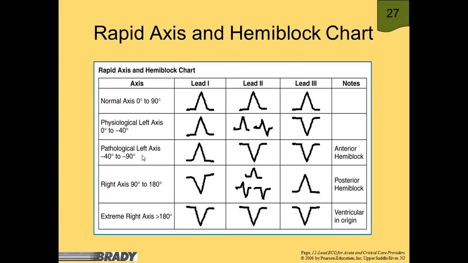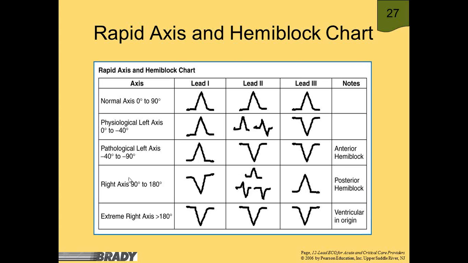If we have a pathological left axis deviation, which is worse, we're going to see negative 40 degrees to negative 90 degrees. Now, notice these are all negative numbers. So we're going to see an upward deflection in lead 1 because that's the very far left, and then a negative deflection in 2 and 3. That is your anterior hemiblock. Remember, the front side of the heart, 4 times higher mortality rate if they're having an MI with that.